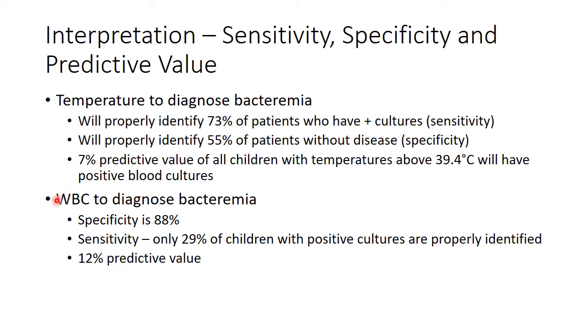Again, looking at the white blood cell count, we said it has a specificity of 88% and sensitivity only 29%, right? So lots of other reasons kids could have high white blood cell counts.